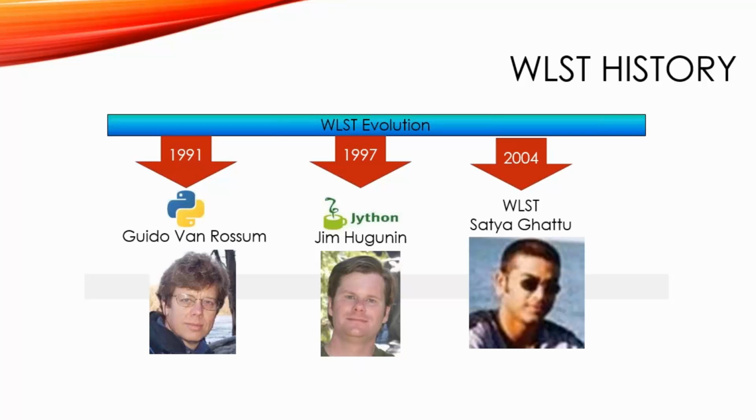WLST uses the Java JMX specification, and it follows the MBean structures. It allows you to get all the information in two different ways. One is configuration information, another is runtime information. One is the standard MBean, another is the dynamic MBean. So there are two types of beans we can access in WLST.